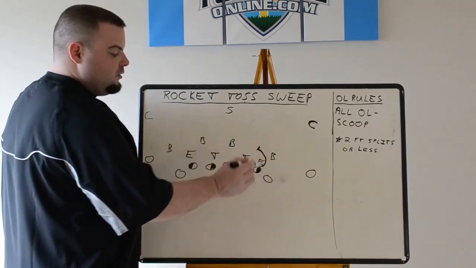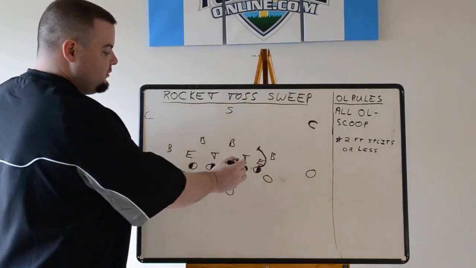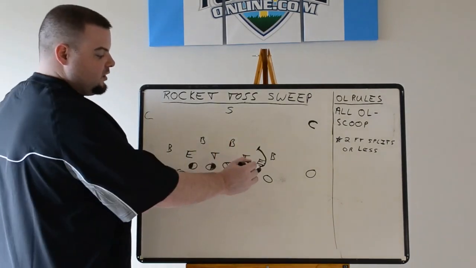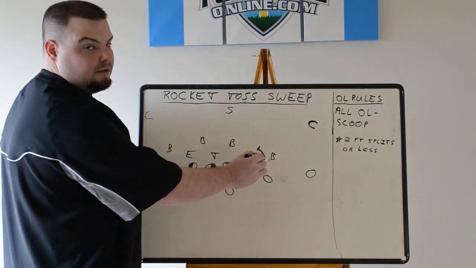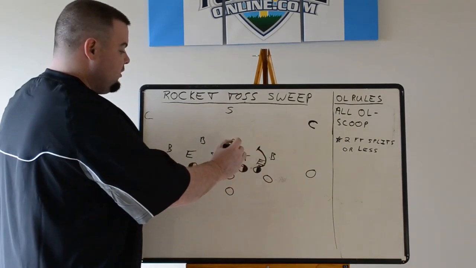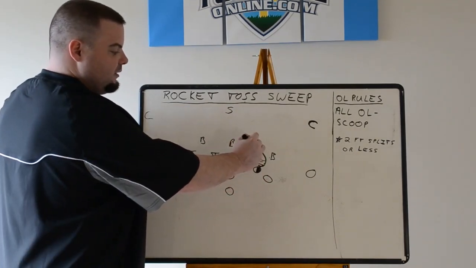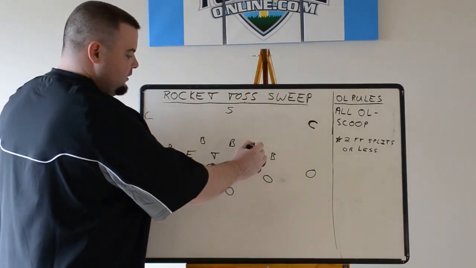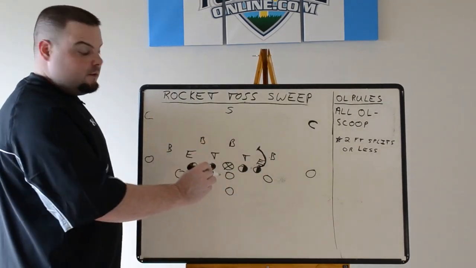One of the key coaching points on the rocket toss sweep is to tell your lineman to get to the next level and look inside. Don't have him chase. I don't want my offensive tackle chasing this kid. He'll never block him. I don't want offensive linemen chasing a Sam linebacker in a 4-3. He'll never block him. Get to the next level and block these guys who are on pursuit.